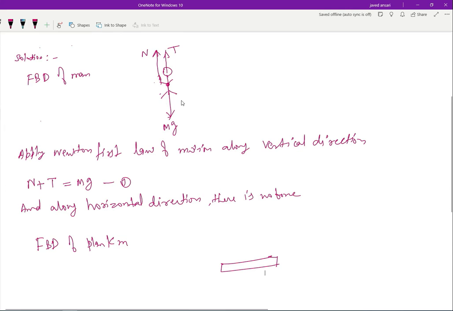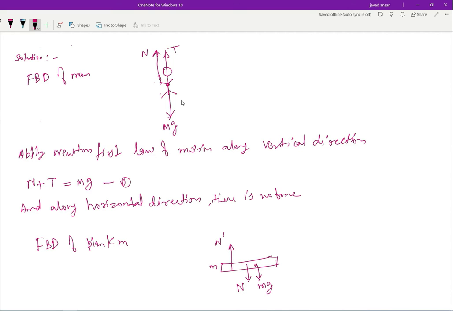What is happening here? So this plank is exerting a normal force N on the person. So the person is also exerting a normal force N in the opposite direction, which will be down. Then it has its own mass M, so because of its mass there will be a weight of this plank downward, Mg. And then the ground will also exert some upward force, let us say N dash.